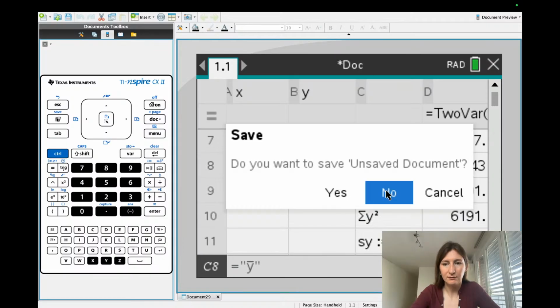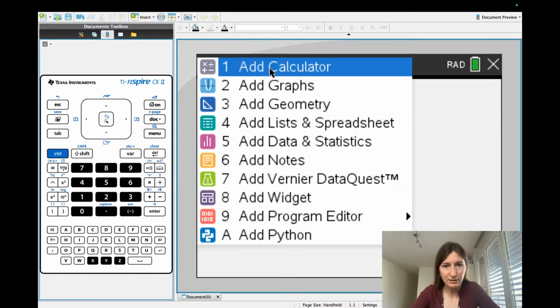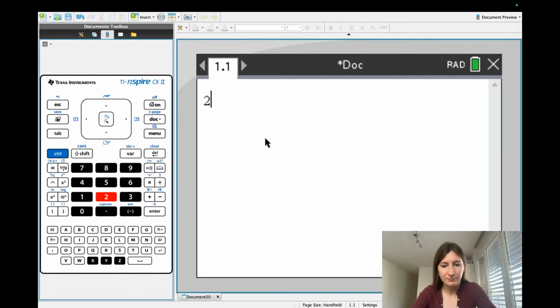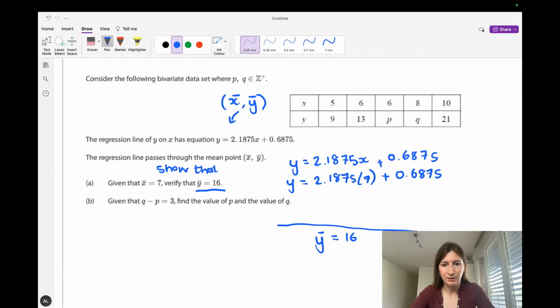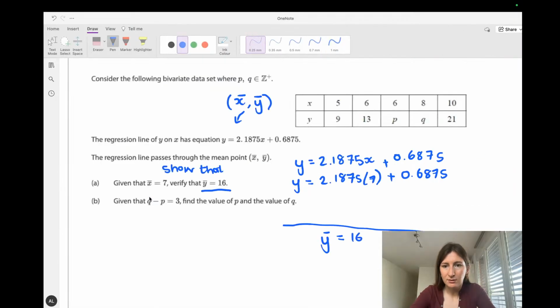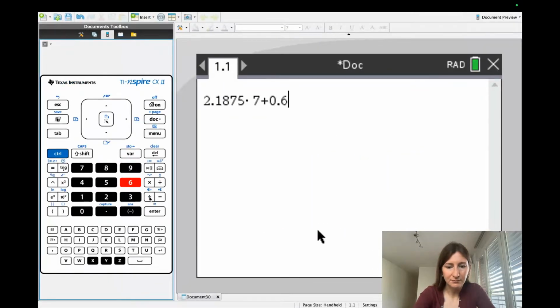Did I want to save? No, that was the previous question. Add calculator. All right, 2.1875 times 7, because we are inputting 7 plus 0.6875.